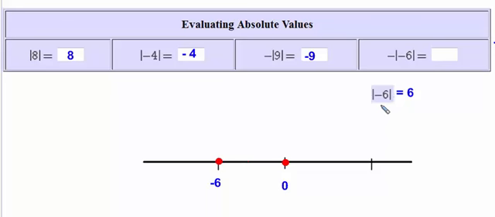If you look, however, our problem was the opposite of that result. So if the absolute value of negative 6 is 6, and we are to find the opposite of that answer, that would be the opposite of 6, and the opposite of 6 would be negative 6.